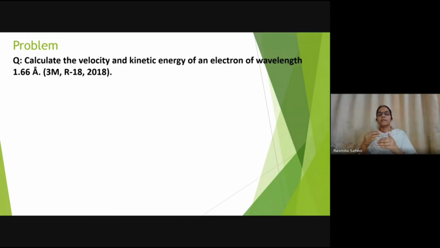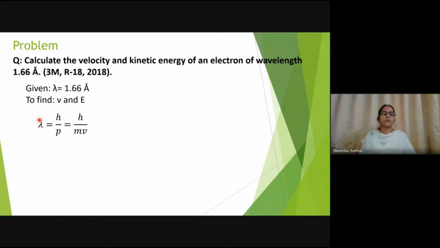So when you are given a numerical, the first thing you need to identify is what data is given to us. Okay, so first you note down what is given, then you write down what you need to calculate. Then half of your job is done, right? Now in this question, what is given? That is the wavelength of the electron. So lambda is equal to 1.66 angstrom. Here we need to find out two things. First is the velocity of the electron and the second is the kinetic energy of the electron.